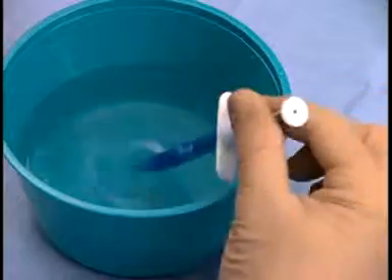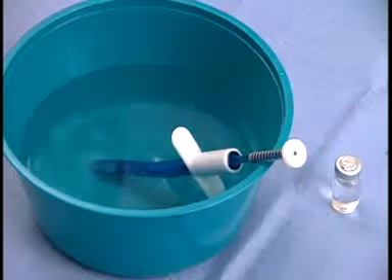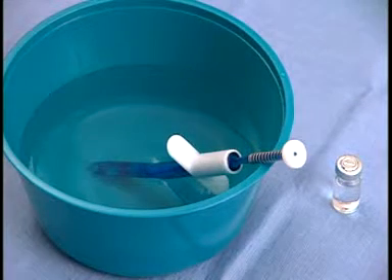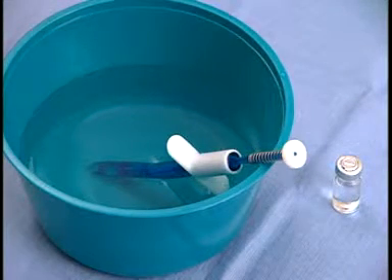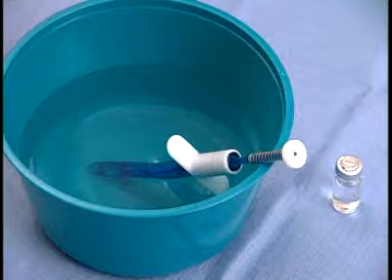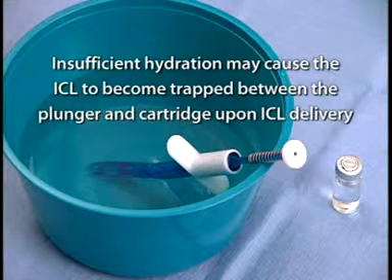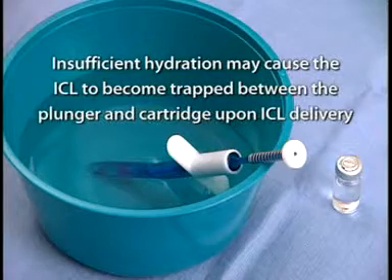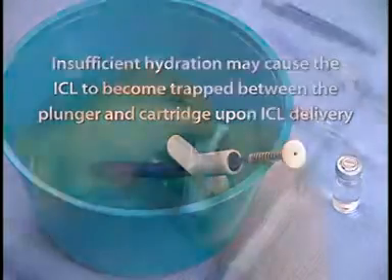Place the assembled foam-tipped plunger and injector into BSS, making sure that the tip of the injector and foam-tipped plunger is completely submerged. Hydration of the foam-tipped plunger is extremely important, as insufficient hydration may cause the ICL to become trapped between the plunger and cartridge upon ICL delivery.